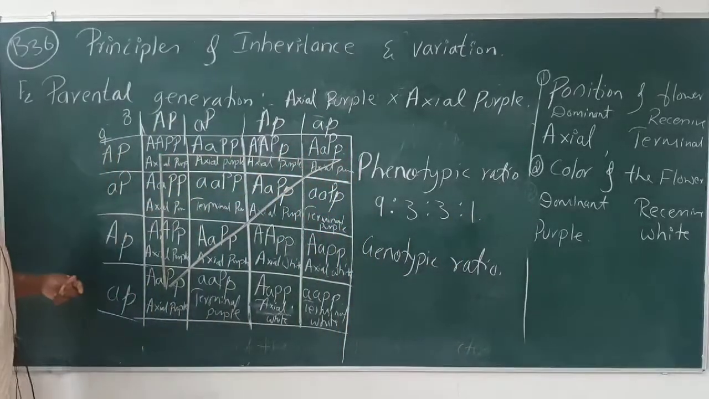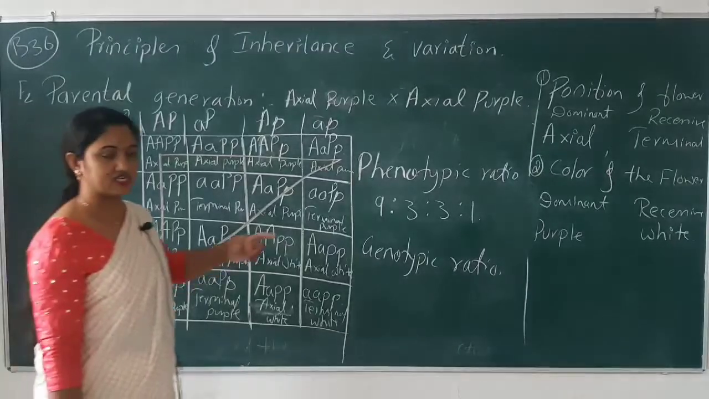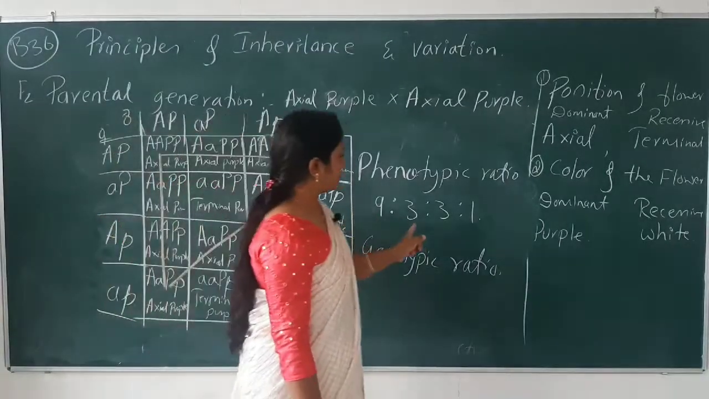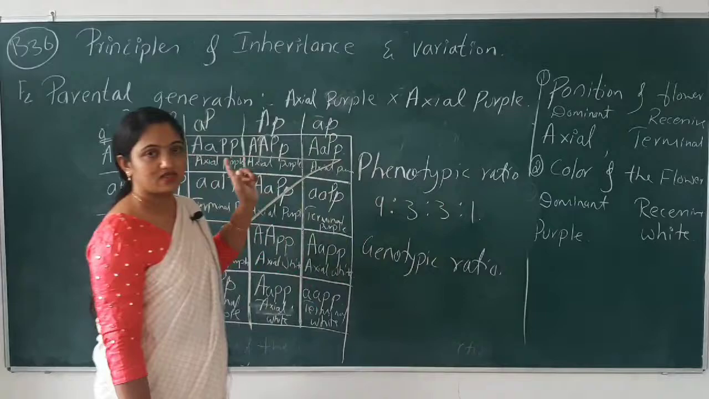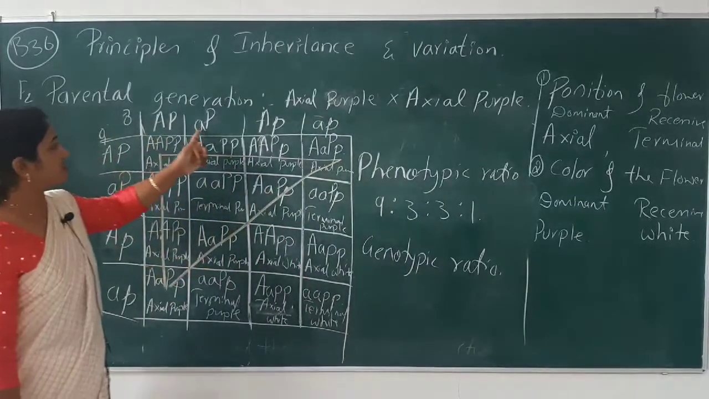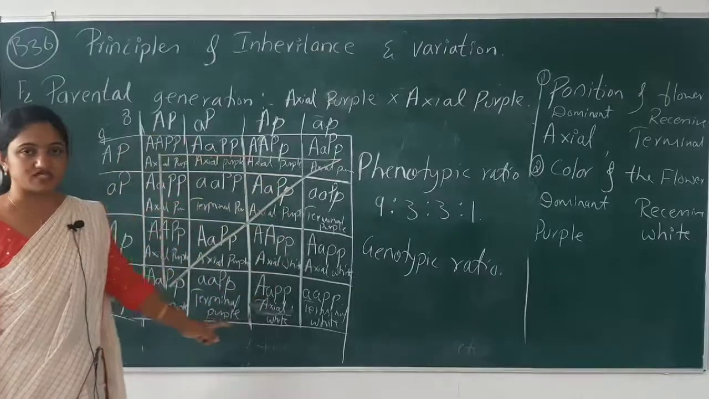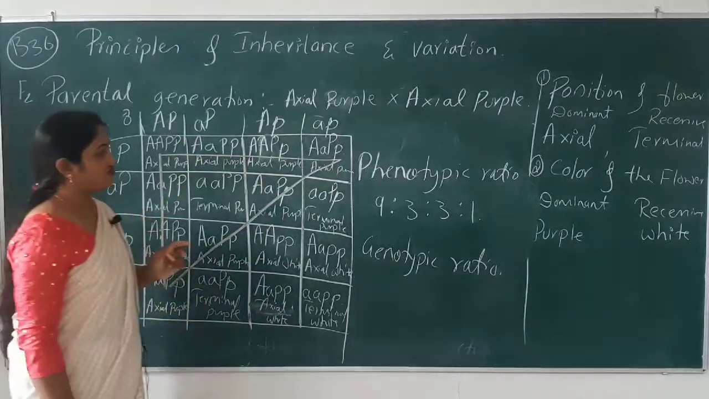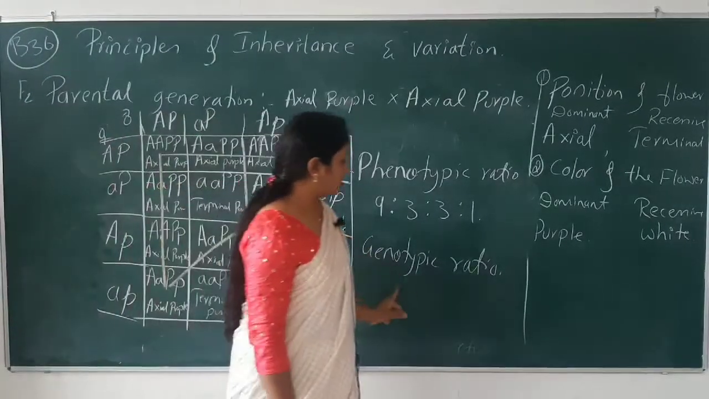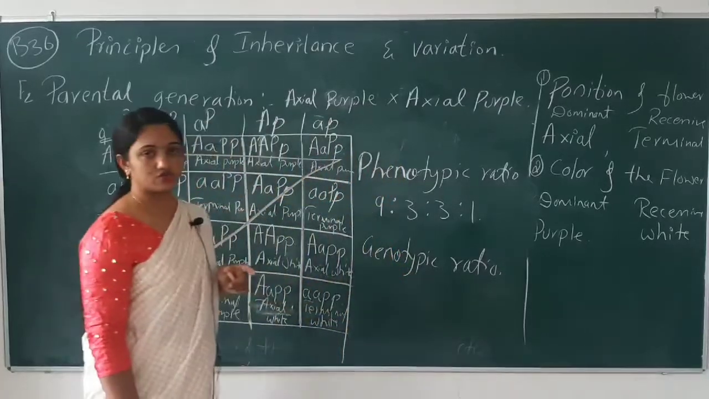So the ratio remains constant. As I told you, whatever character you take, the ratio remains constant, but you have to follow the right manner of writing the gametes. Then only the ratio will remain constant, or else it will get mixed up. Okay, you have to write the genotypic ratio.